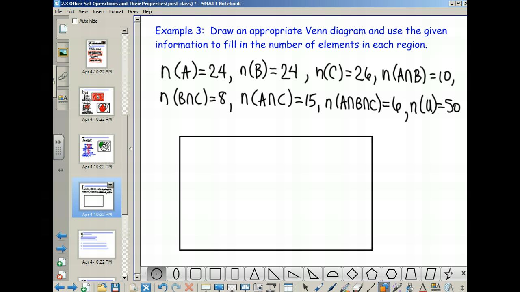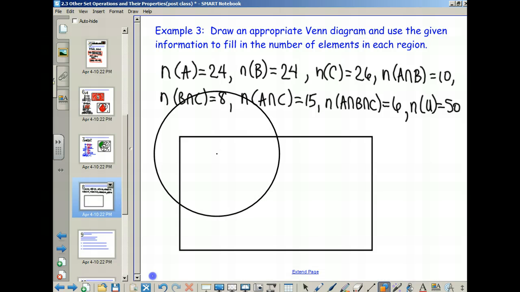So I start with a rectangle, and how many circles do I need? There are 3 circles.